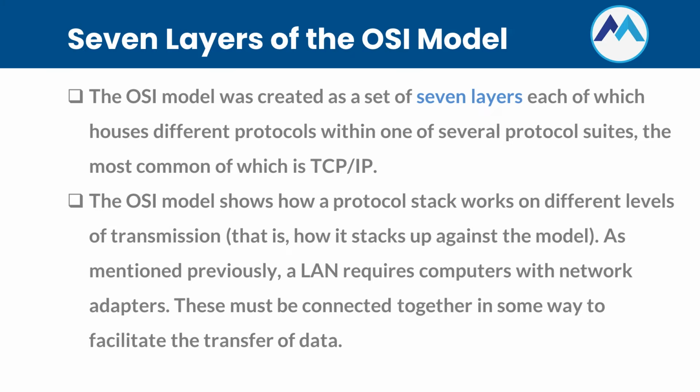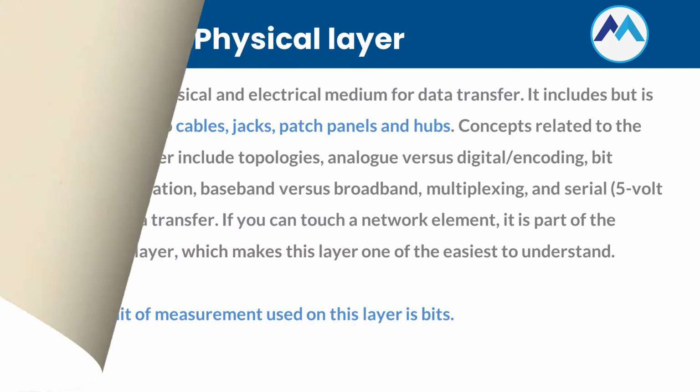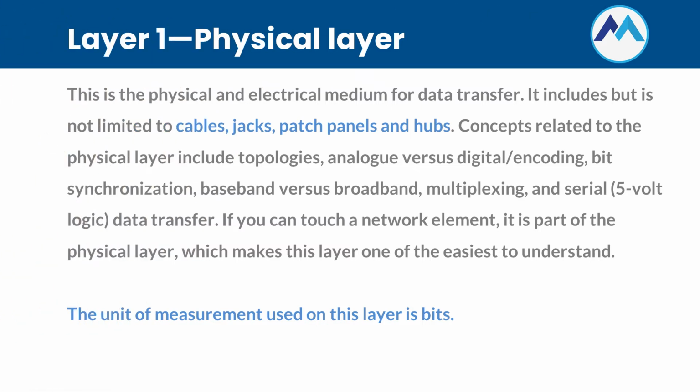The first layer of the OSI model is what is referred to as the physical layer. This is the physical and electrical medium for data transfer. It includes but is not limited to cables, jacks, patch panels, and hubs. Concepts related to the physical layer include topologies, analog versus digital encoding, bit synchronization, baseband versus broadband, multiplexing, and serial data transfer.